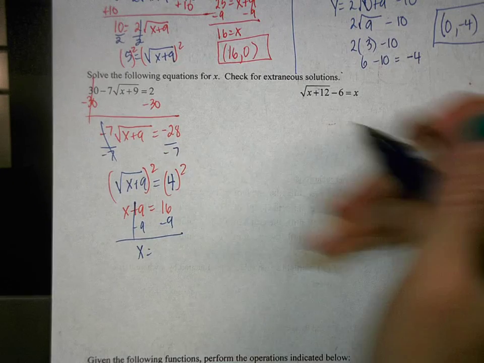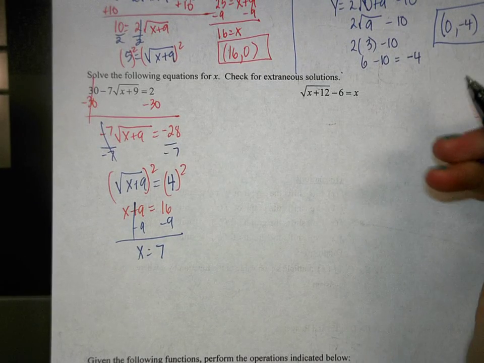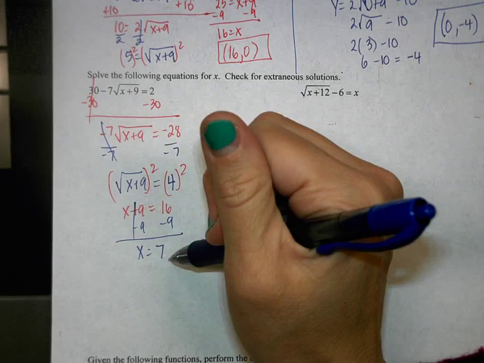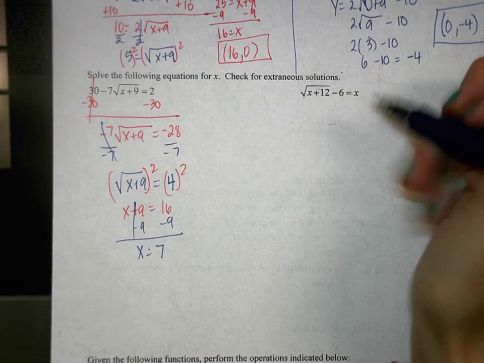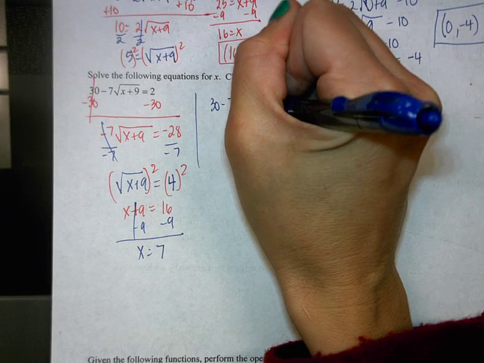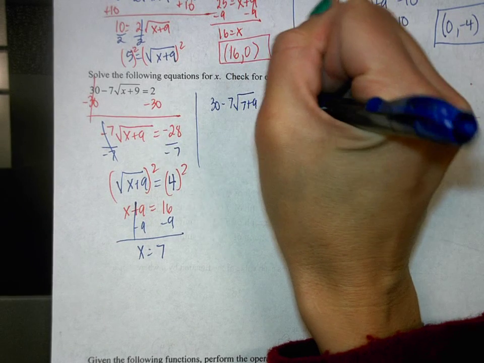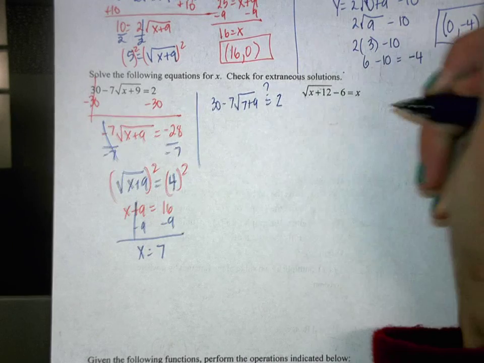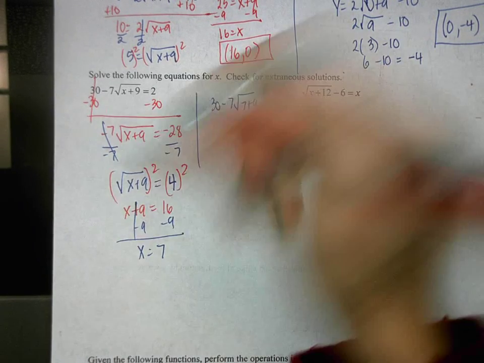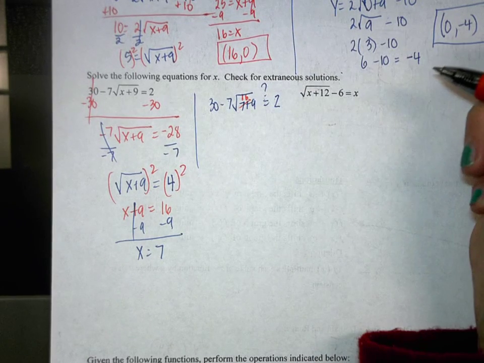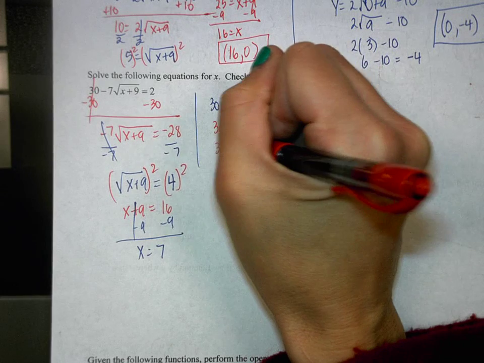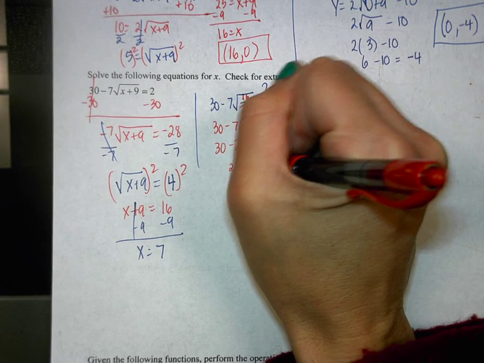7. Okay? So when you're checking for your extraneous solutions, all you're kind of doing is plugging this answer back in here to make sure it works out. So I'm just going to go ahead and check it kind of quick. We have 30 minus 7 root 7 plus 9, and we're seeing, does that equal 2? What's 7 plus 9? 16. Okay, what's the square root of 16? 4. So I have 30 minus 7 times 4, 30 minus 28, and it does equal 2, so it checks out.